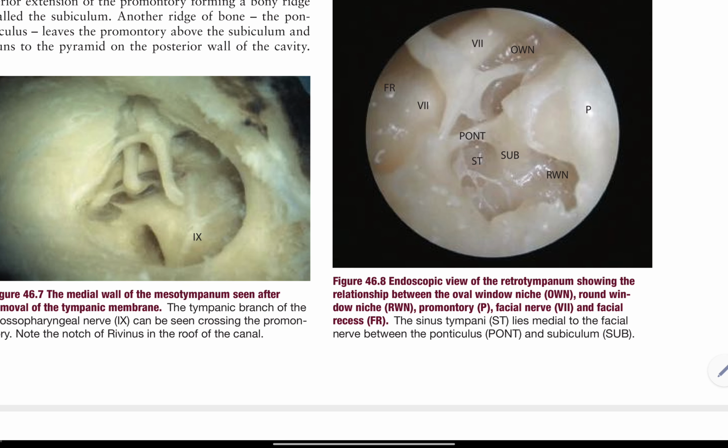Figure 46.8. Endoscopic view of the retrotympanum showing the relationship between the oval window niche (OWN), round window niche (RWN), promontory (P), facial nerve (7), and facial recess (FR). The sinus tympani (ST) lies medial to the facial nerve between the ponticulus (PONT) and subiculum (SUB).